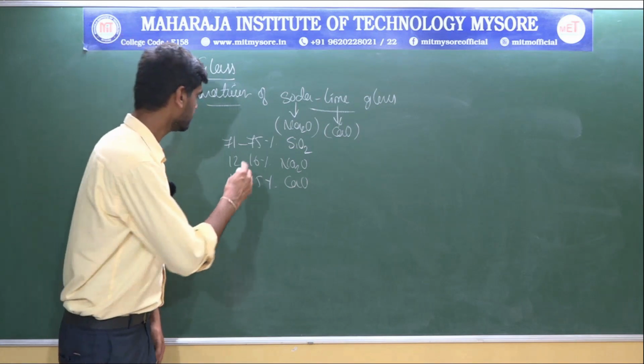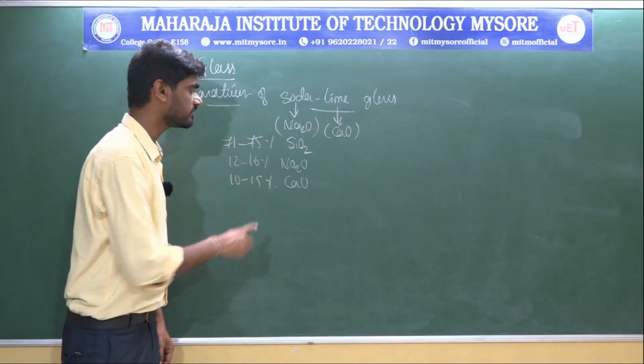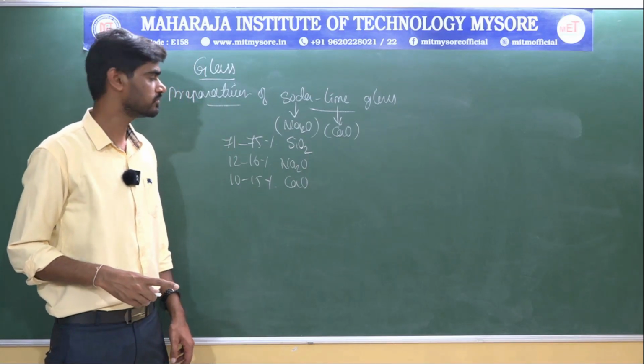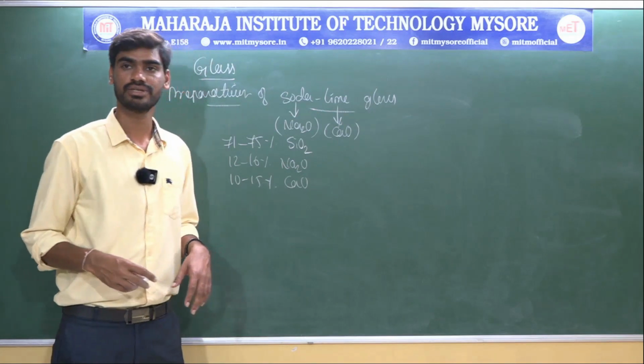So as we discussed, soda lime glass consists of about 71 to 75% of silica, SiO2, about 12 to 16% of sodium oxide and about 10 to 15% of calcium oxide.